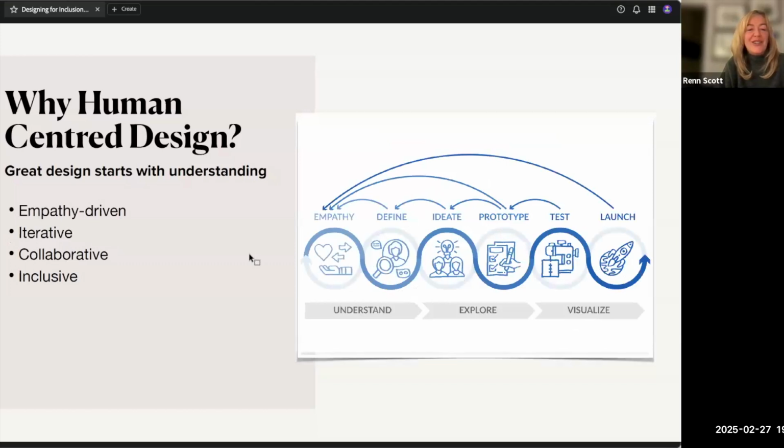So great design starts with understanding people. Again, we start with empathy. It's really empathy driven as far as the key characteristics. Understanding people's users, challenges, their desires, their context. Again, this is really important. Another key characteristic of human-centered design is that it's iterative. We start with understanding the people we're designing for. We define the problem space. We iterate, we prototype, we test, we launch.